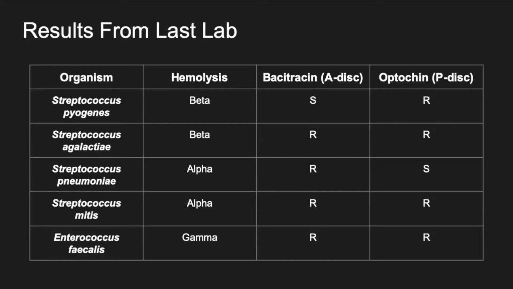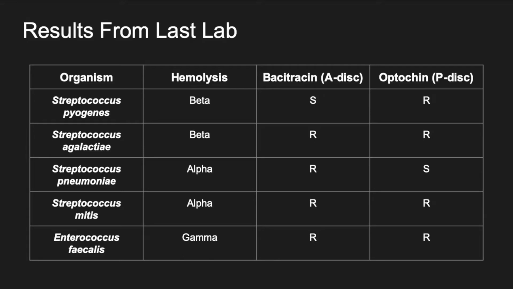You all have done enough antibiotic discs on different plates for different tests. I have a lot of trust in you that you know what resistant and sensitive look like by now. Okay, so now Streptococcus agalactiae, that also exhibits beta hemolysis. It was resistant to bacitracin or the A disc, and it was also resistant to optochin or the P disc.